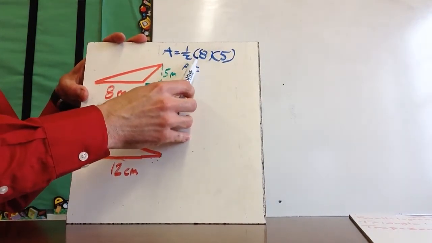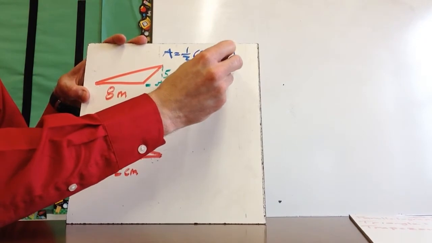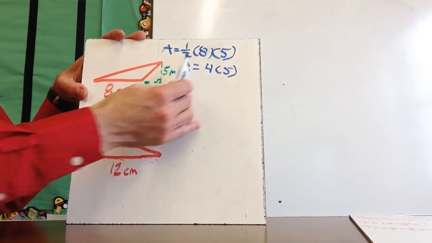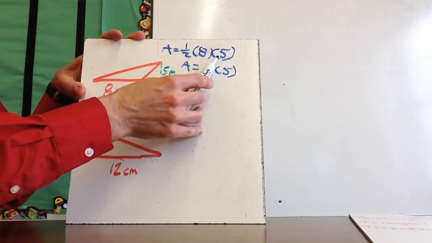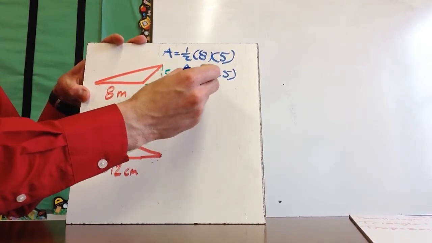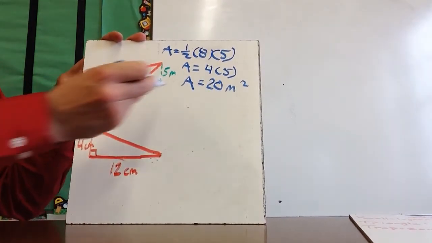So area equals, and you kind of work in whatever order you want. Some people go 1/2 times 8 is 4, and then 4 times 5. Some people do 8 times 5 is 40, and then half of 40. You also, if you wanted to, could go half of 5, which is 2.5, times 8. But no matter what, you should end up getting an area of 20 square meters. And so I'm going to write 20 meters squared.